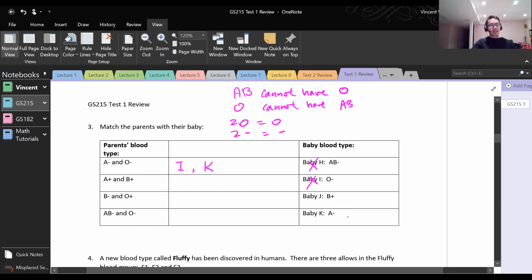K. And why is that? Both negative. Exactly, both of them are negative. 2 negatives can only have negative, so definitely not this one, and this is baby K. Since K is taken, we can cross out K from the first one as well. Now baby I is taken, baby K is taken. We have 2 more and it becomes quite easy now. Again, we want to do the parents with either O or AB first. If one of the parents is O, then it cannot be AB. So that means this is J, and then the last one will be H.